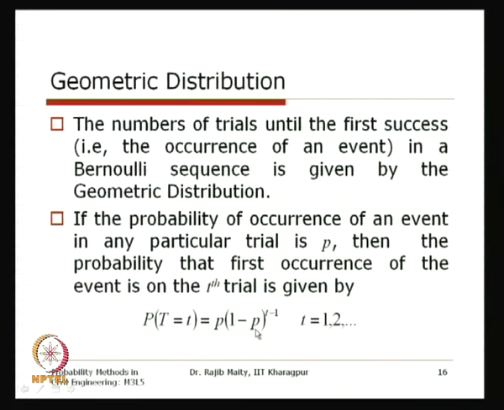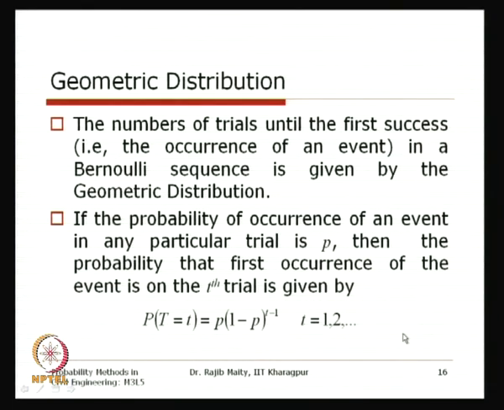1 minus p is the probability of failure, which has occurred t minus 1 times before, and at the tth trial we get the first success. So, these two are independent, so we multiply them with each other to get the distribution, which is nothing but p multiplied by 1 minus p power t minus 1. These t minus 1 failures have occurred before the first success has come. So, that is why this t can take the values 1, 2, 3 and so on.